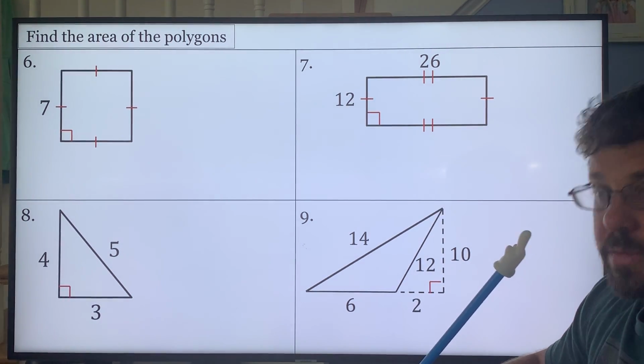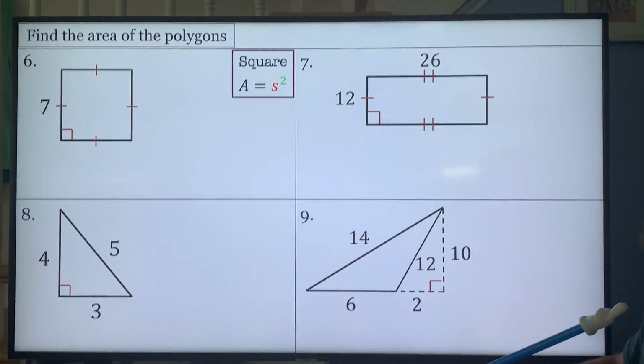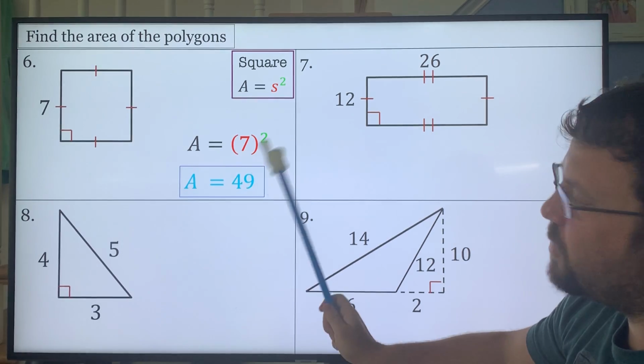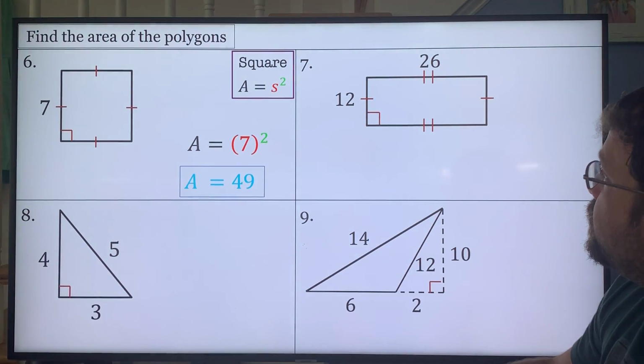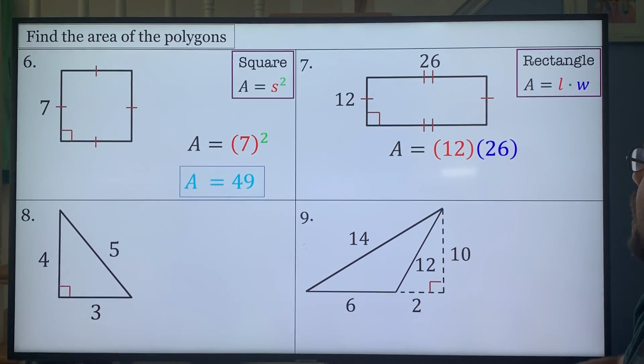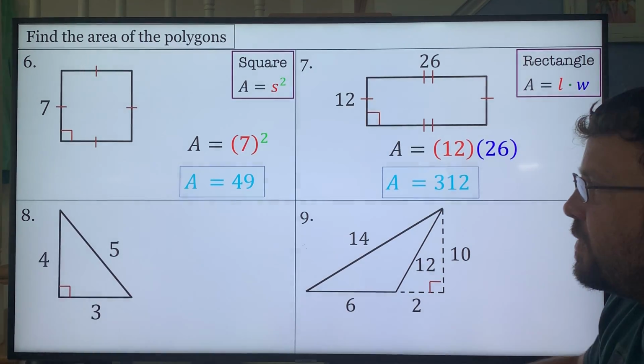All right. That was quick. First one. Square. Side squared. 7 squared is 49. You can also say 7 times 7 is 49. Whatever floats your boat. Rectangle, length times width. Simple. 12 times 26, 312.